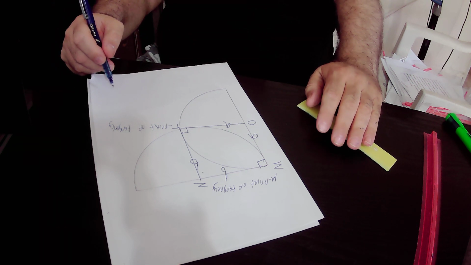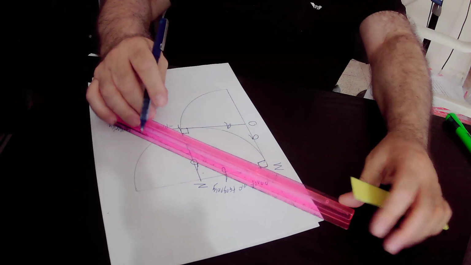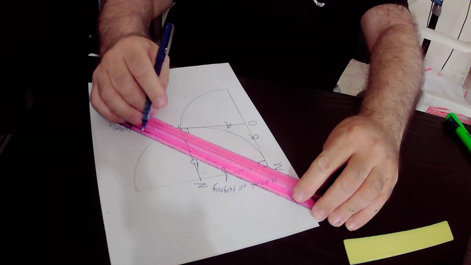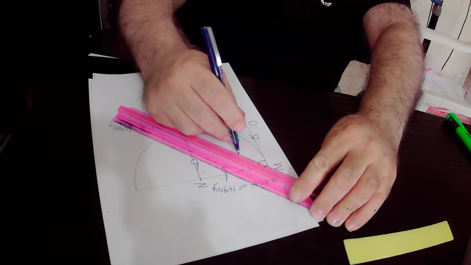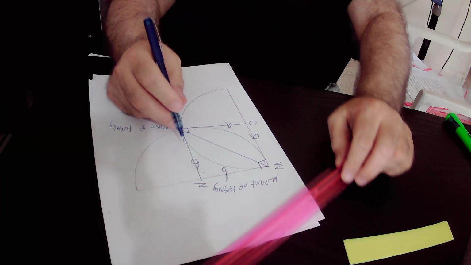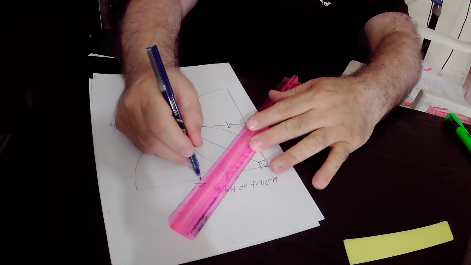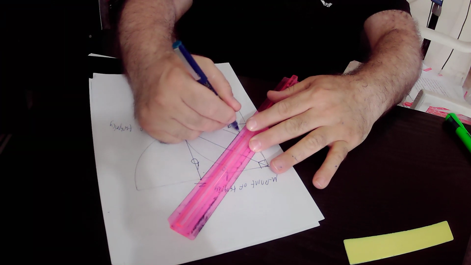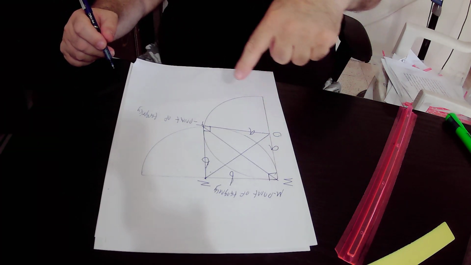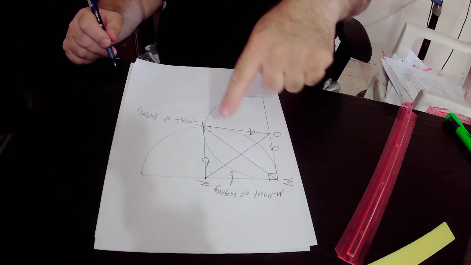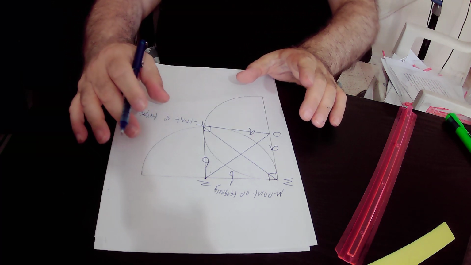In the next step, we'll join points M and L together by a straight line. We join points N and O together by a straight line. So I repeat again that our mission is to find out the area of this lens that was created by the intersection of those two semicircles with each other.